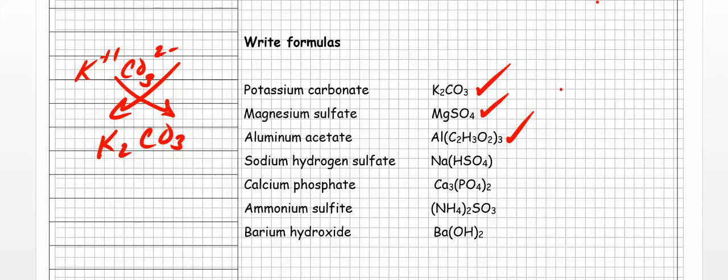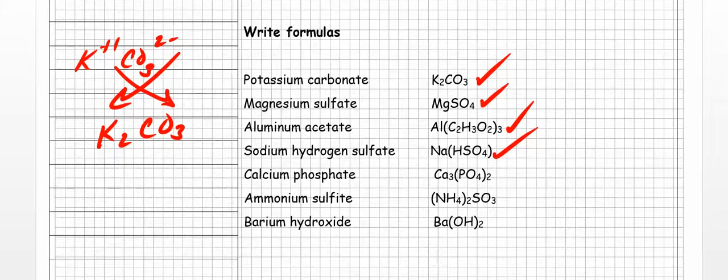Sodium hydrogen sulfate, all right? Hydrogen sulfate, being HSO4, has a charge of -1. So when we do the switch, we get NaHSO4, and that one's done. Next, calcium phosphate. Phosphate is one of the few polyatomic ions that has a charge of -3.